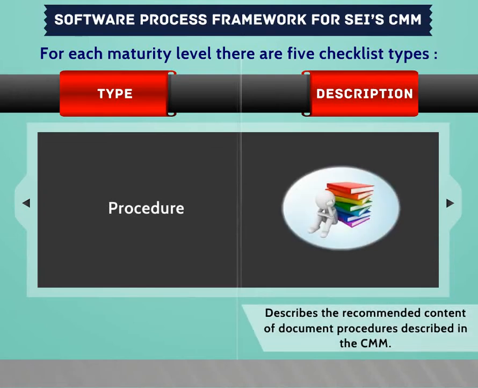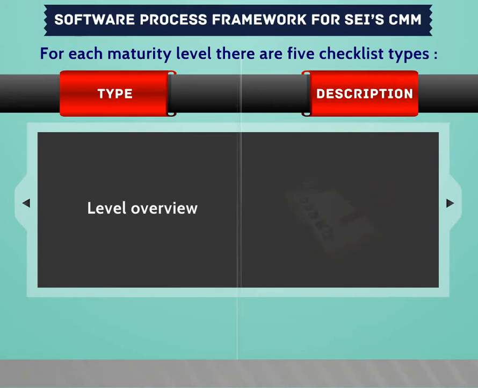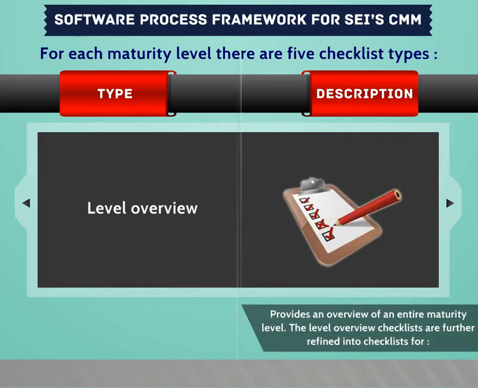Procedure. Describes the recommended content of document procedures described in the CMM. Level overview. Provides an overview of an entire maturity level. The level overview checklists are further refined into checklists for KPI purposes, KPI goals, policies, standards.